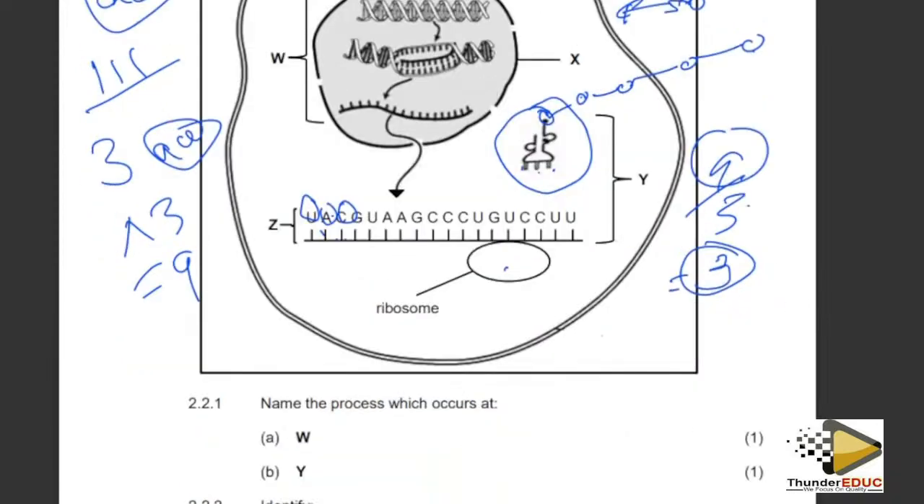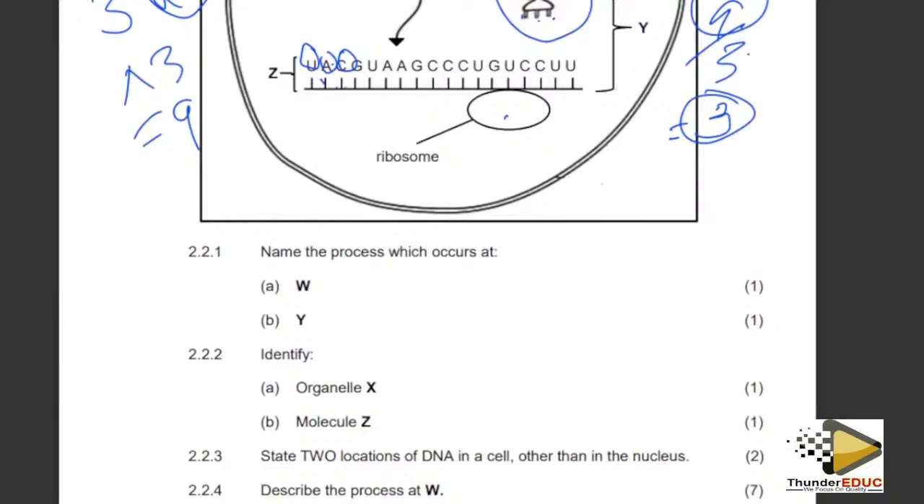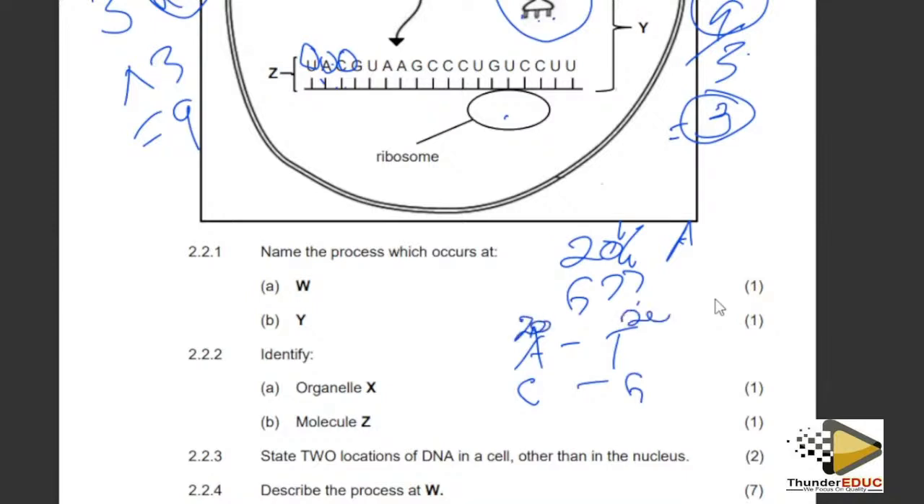Lastly, on this, they can also ask you a question that says 20% is adenine. What is the percentage of guanine? So you have to know this: A goes with T, C goes with G. So if A is 20, T is also 20. So 20 plus 20 is equal to 40.